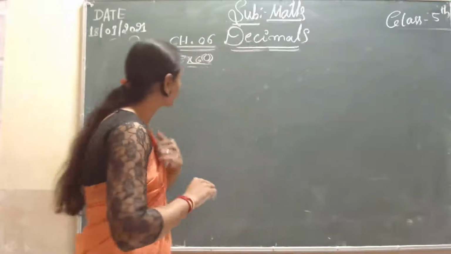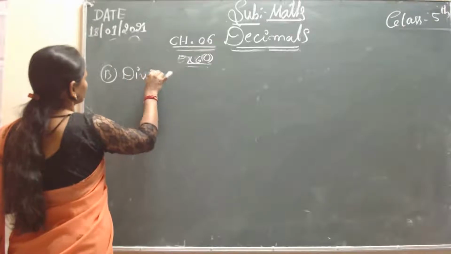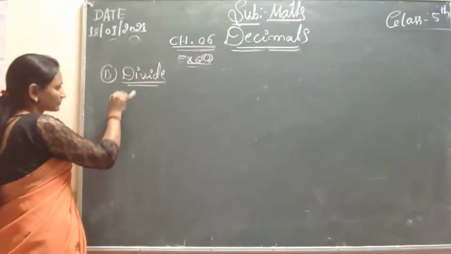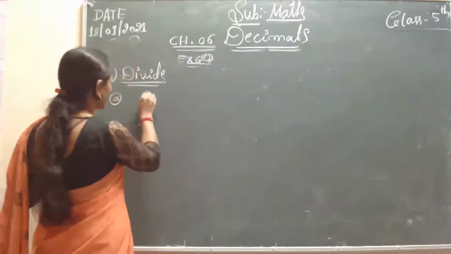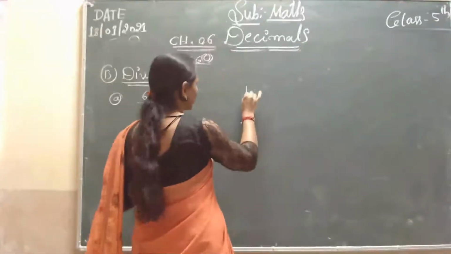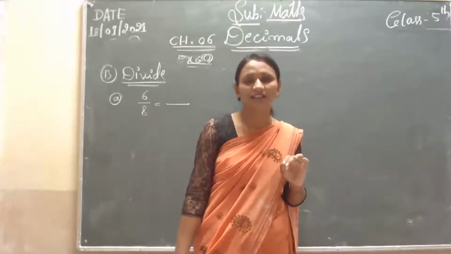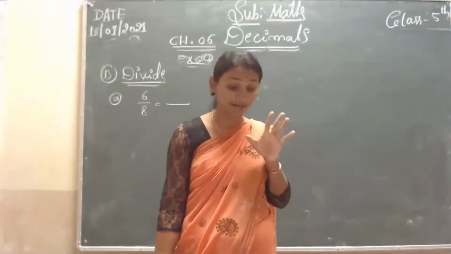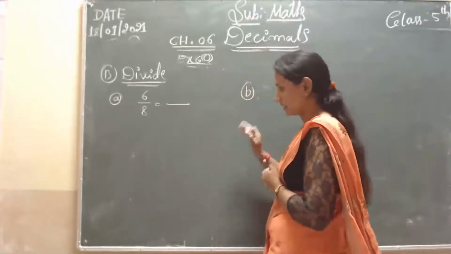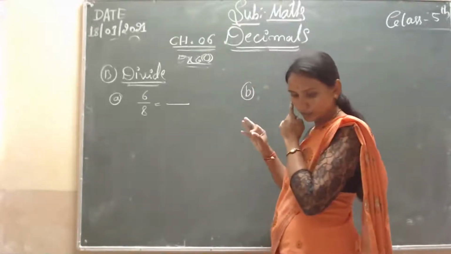Students, in the next, in 13. The 13 questions, question number A, that is 6 by 8. What is that? Next is B, this is an example of a proper fraction. A proper fraction is one where the numerator is lesser than the denominator. So you compare numerator and denominator: given 8, compared to 6 it is lesser. Okay, this is an example of a proper fraction.